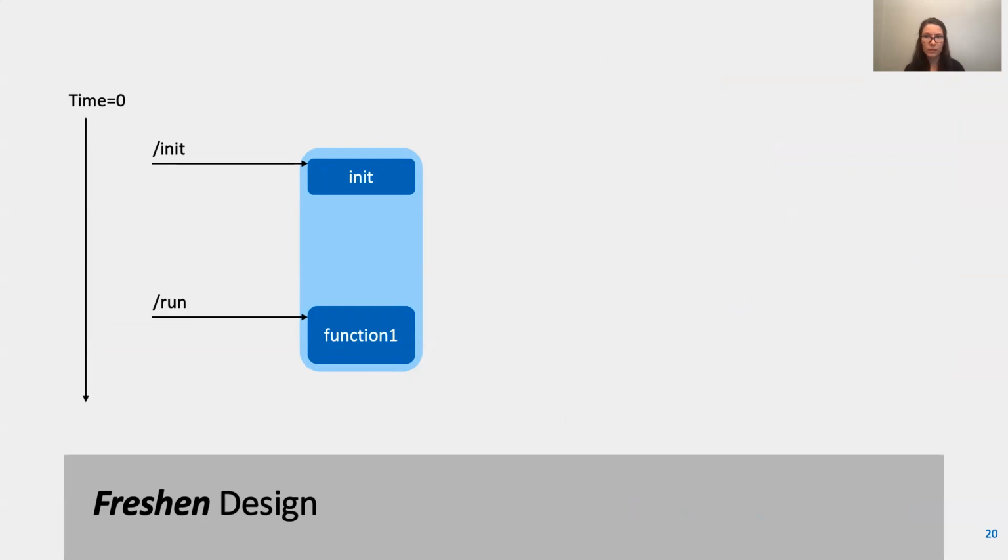At least in OpenWhisk, there are two existing runtime hooks, init and run. So init is going to do what's needed to prepare for a function to execute. So that would mean bringing in code or libraries that are needed to run the function into a specific VM or container. Run is going to actually execute the function.